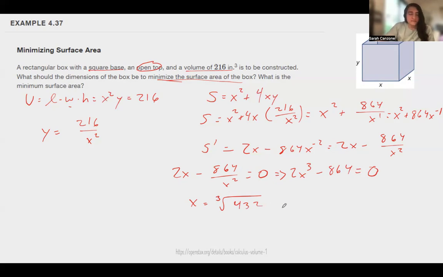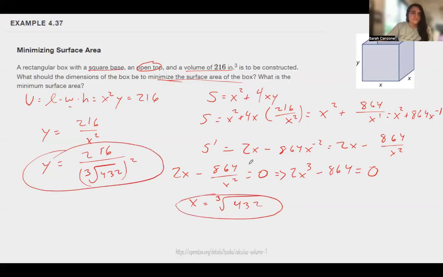Typically, you'd want to leave your answer like this because, again, you're not using a calculator. So I'm not going to give you a decimal version of that because we don't use calculators. So if x is this and we're looking to find the dimensions of the box that would minimize this, then y is just plugging into this right here. So then y equals 216 over the cube root of 432 quantity squared. So this is your y, this is your x, and the minimum surface area is just plugging into the surface area formula.